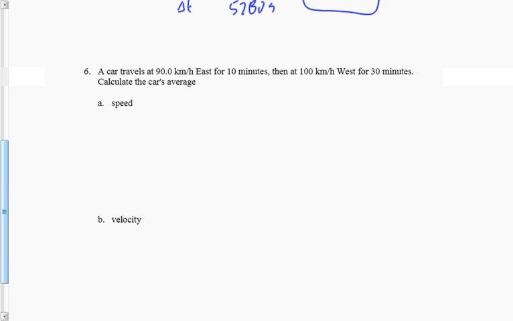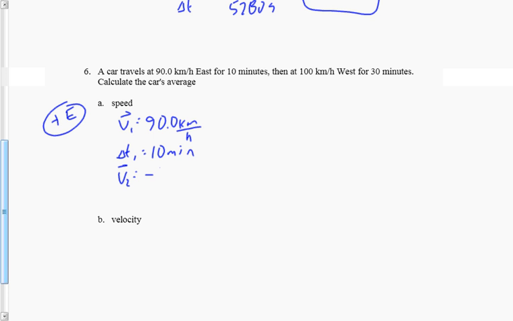Similar to the last question in the sense that we got to find speed and velocity, 2 stages. Different in the sense that we're not given the distance or displacement for each stage. We got to find it. Let's write down some givens here. In the first stage, we're going to say the velocity is 90 kilometers per hour. And the time is 10 minutes. In the second stage, we're going to say the velocity is negative 100 kilometers per hour. And the time is 30 minutes.